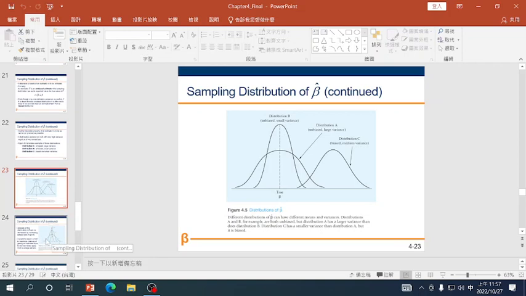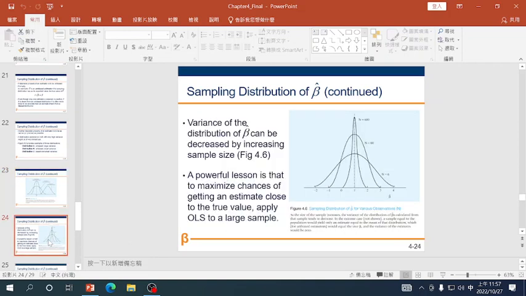Look at this one. What's the difference between these three? They are all centered at 1. Did you see that? The difference between these three is that the lowest one has a sample size of only 6, the middle one has a sample size of 60, and the highest one has a sample size of 600.